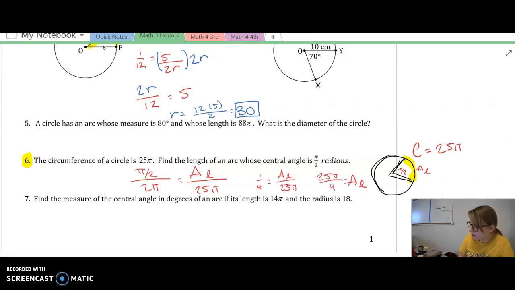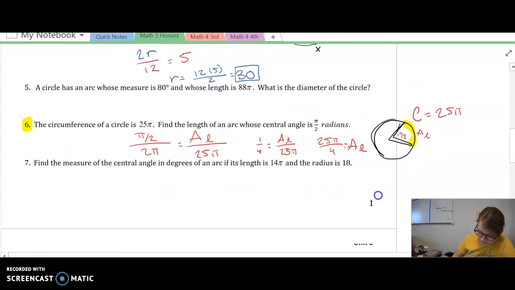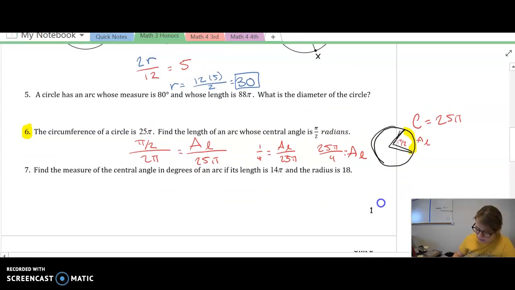If you solve for this correctly, you should have gotten that the arc length equals 25 pi over 4. Okay? Alright. So let's do number 7, and then we'll be done. Find the measure of the central angle in degrees of an arc if its length is 14 pi and the radius is 18.